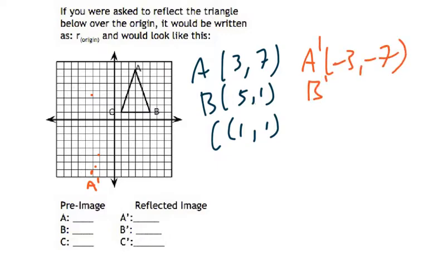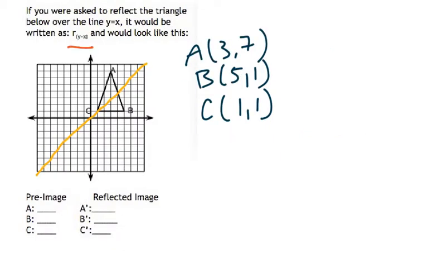Our B prime, well, it's 5 to the right and 1 up, so it's going to be 5 to the left and 1 down. Just the opposite. So there's B prime. So B prime is negative 5, negative 1. And C prime is 1 to the right, up 1, so it's going to be 1 to the left and down 1. So C prime is negative 1, negative 1. And here is our reflection over the origin.